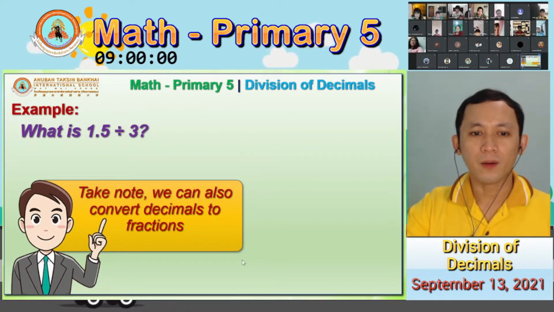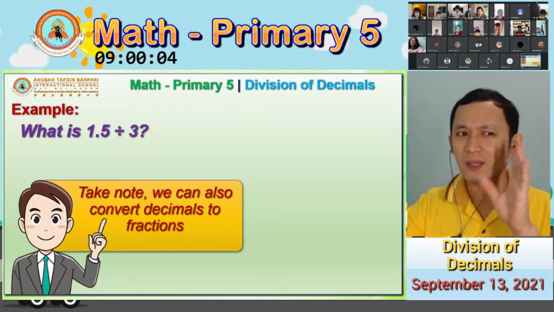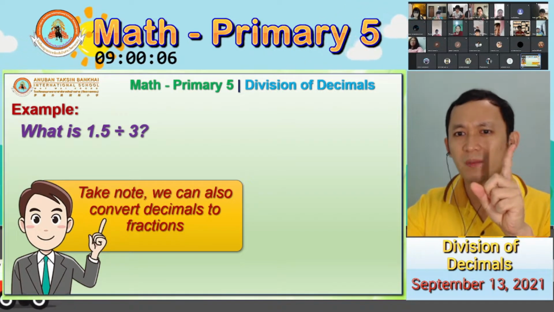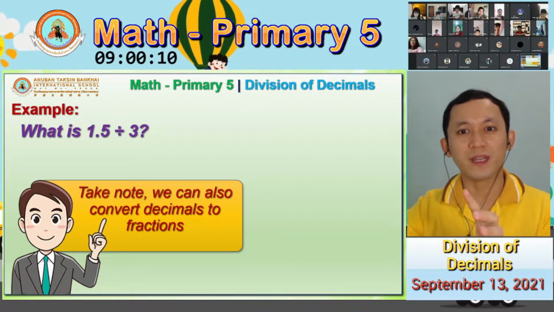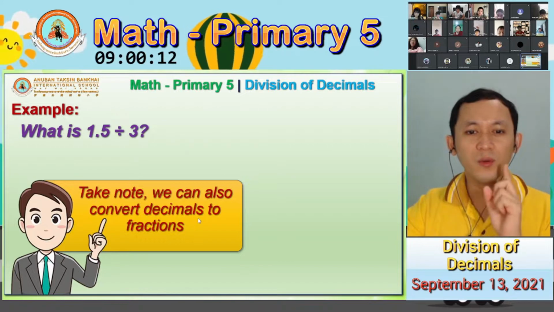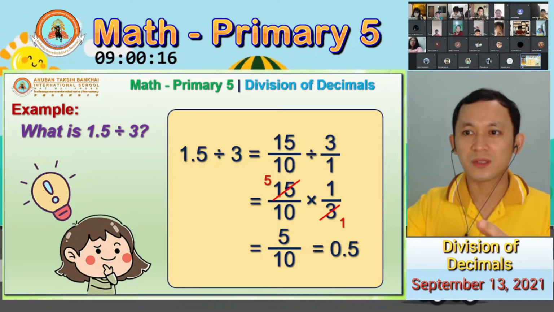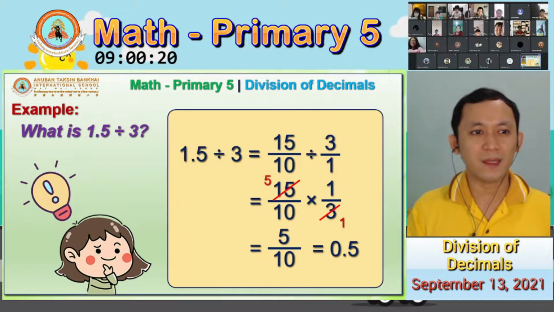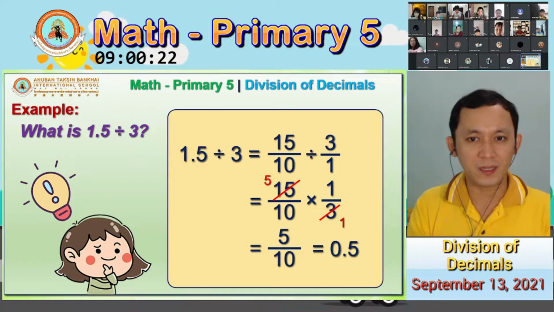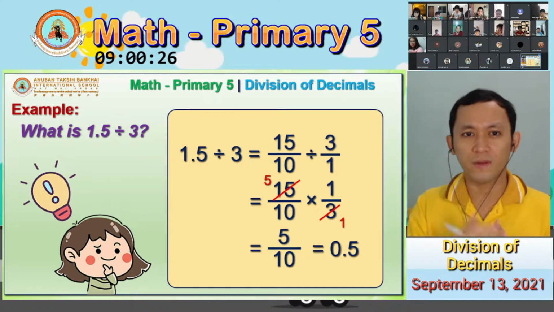Now, take note that we can also do it another way. Can you still remember method number 1 in multiplication? We change decimals to fractions, right? So here we can change these decimals to fractions. So here is our solution. Again, 1.5 is equal to 15 over 10. And then 3, of course, is just 3 over 1.